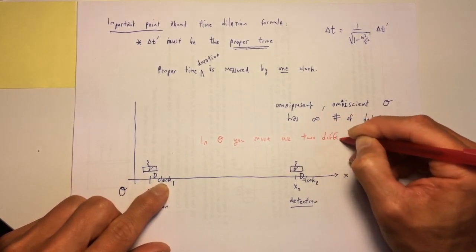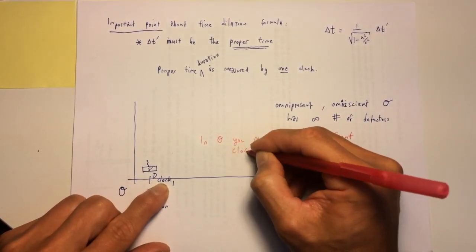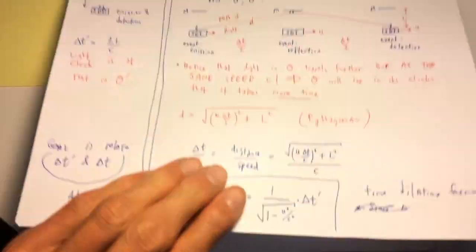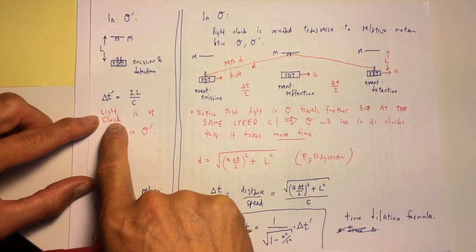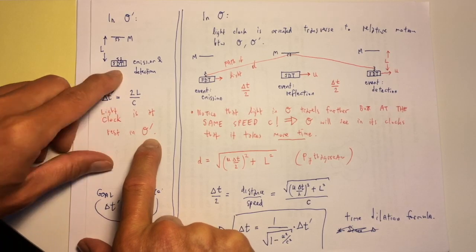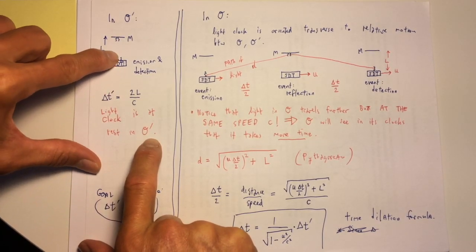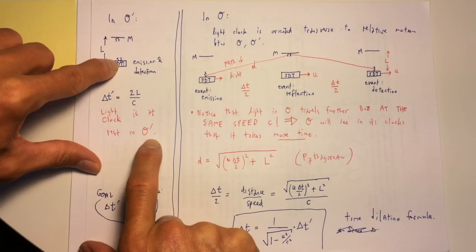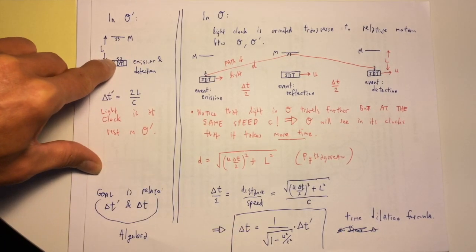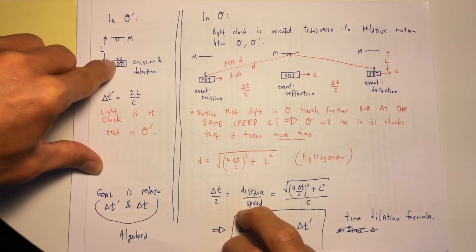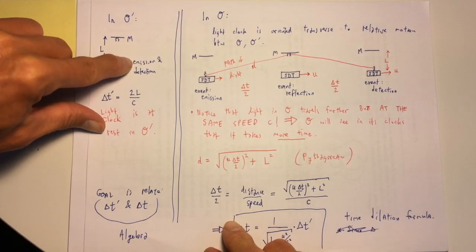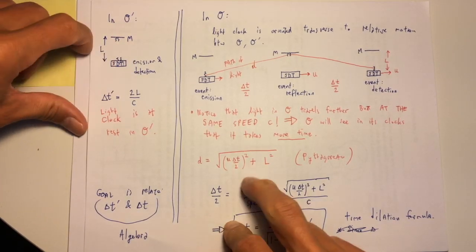And this is the difference. But in O prime, this light clock is actually at rest in O prime. So the detector that you're using to detect the emission and also the detection at those 2 different moments in time can be measured against a single clock in O prime, because detection and emission happen at the same place.